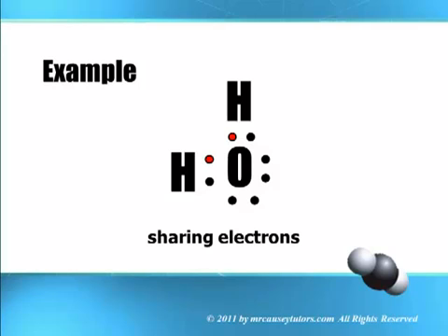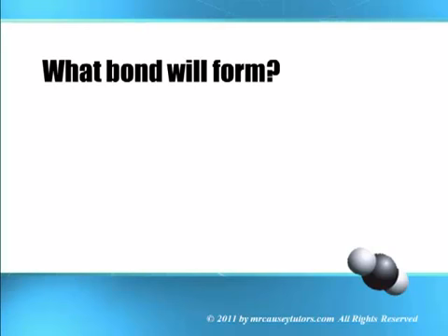But by sharing electrons, that gives hydrogen its duet, and it gives oxygen its octet. So everybody's happy. Okay, now let's look at some examples here. What bond will form? Sodium and iodine together. So what bond is that?